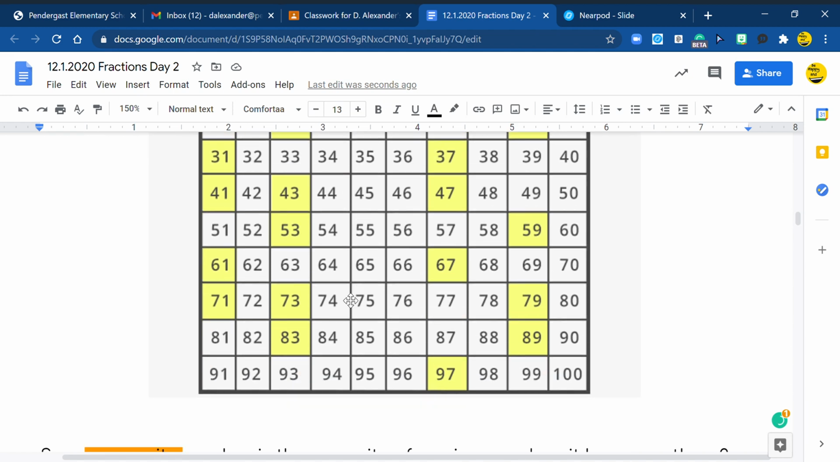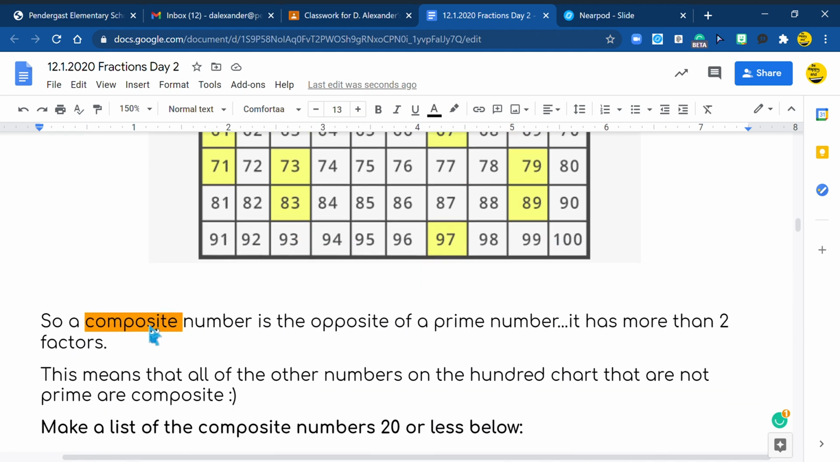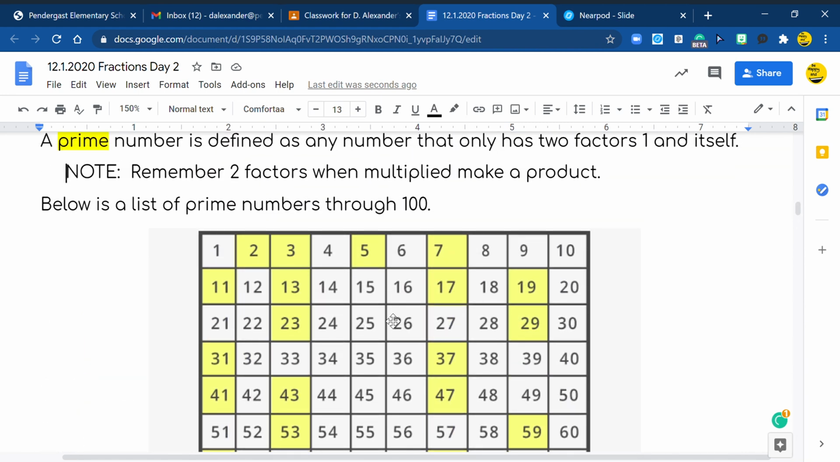Okay, which means a composite number is the opposite of a prime number. It has more than 2 factors. This means that all the other numbers on the 100 chart that are not prime are composite. So every other number here has more than 2 factors.